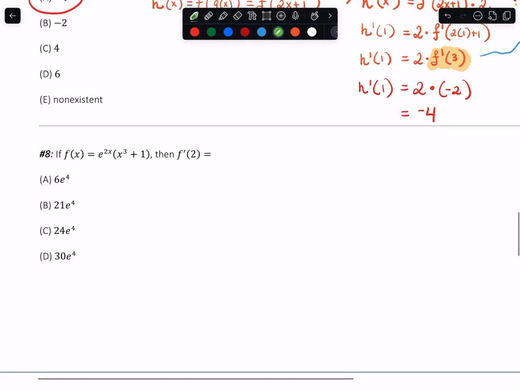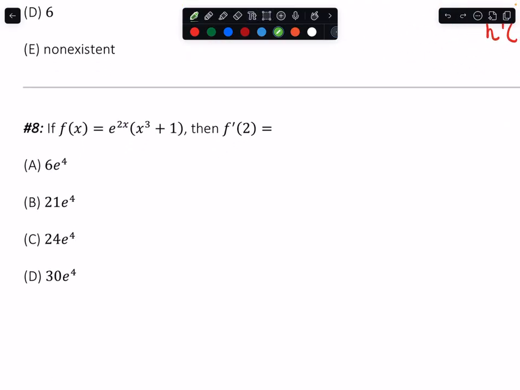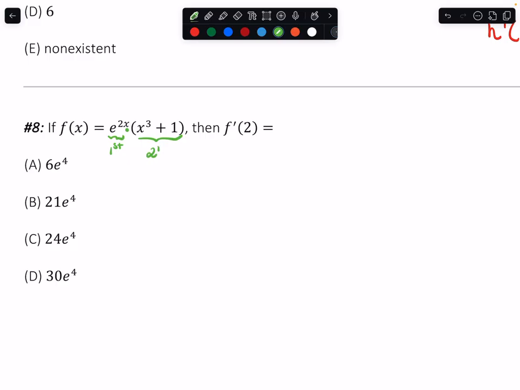As I said when we went over what the chain rule says, all of these rules can be used in conjunction with one another, okay? So when I look at e to the 2x times x cubed plus 1, I see a product. When I'm looking at the product rule, I am thinking about who is first, who is second. e to the 2x is first. x cubed plus 1 would be second.